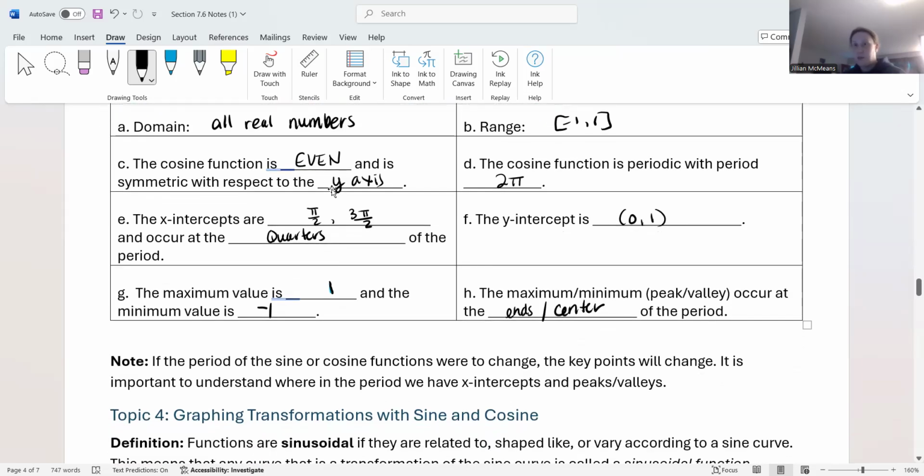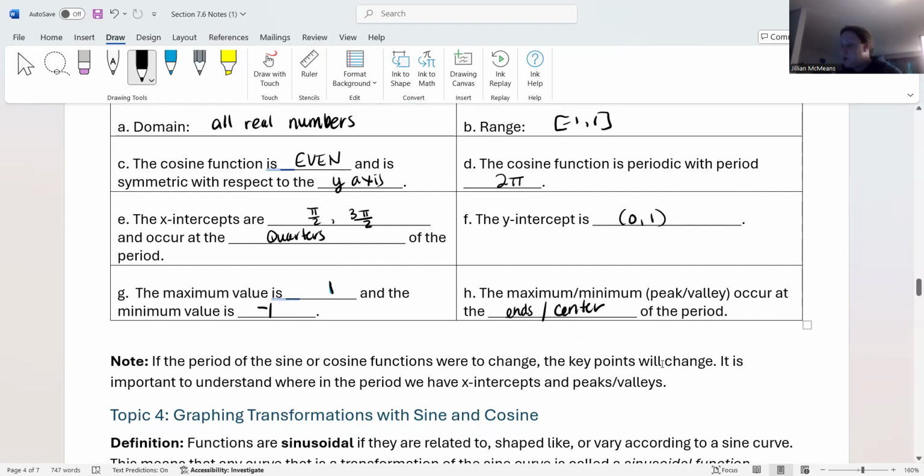So you've now seen just the basic graph of sine, the basic graph of cosine. It's very important that you understand those 5 key points. Where are the x-intercepts for sine? Where are the peaks and valleys for sine? Where are the x-intercepts for cosine? Where are the peaks and valleys for cosine? Because in the next section, we're going to look at graphing transformations of these functions, and it's really helpful if you understand those key points.